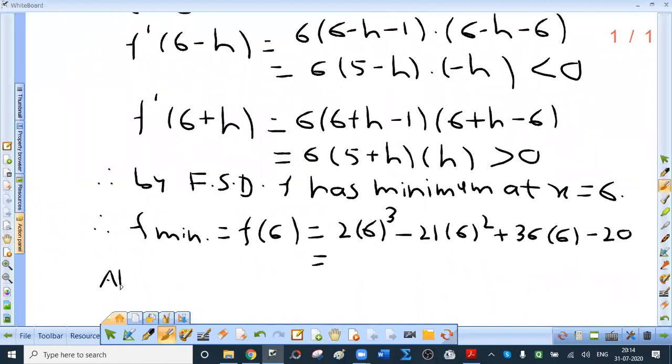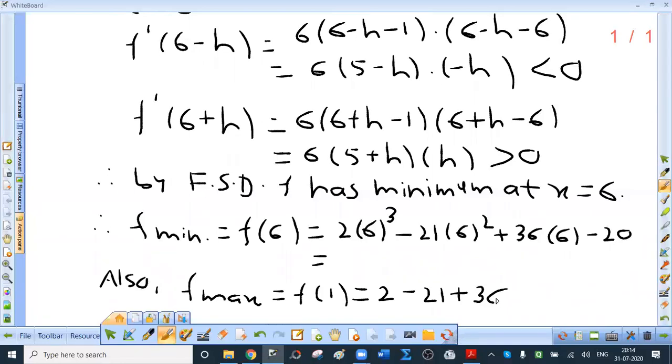I will say also, we are supposed to find f max is f of 1. Now as this is f of 1, I will write the answer directly. So this is 2, 1 cube is 1, 2 minus 21, plus 36 minus 20, which is I think minus 3. Okay. So you have to tell me f minimum. Yes. Type your answer in chat box. F minimum.